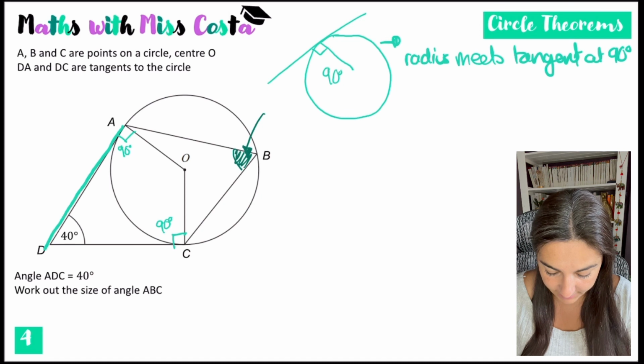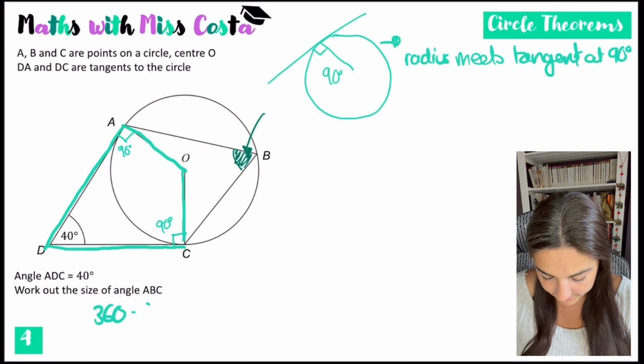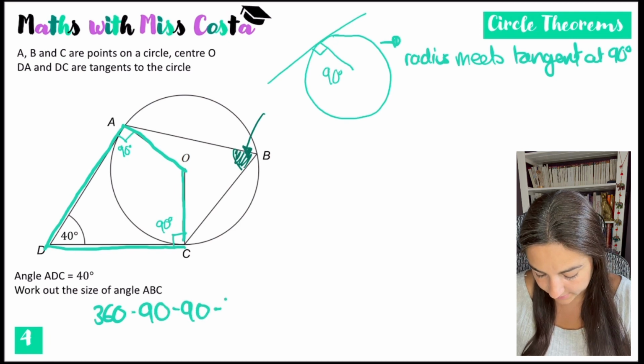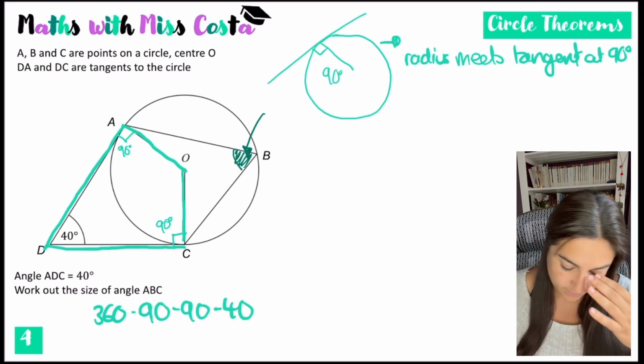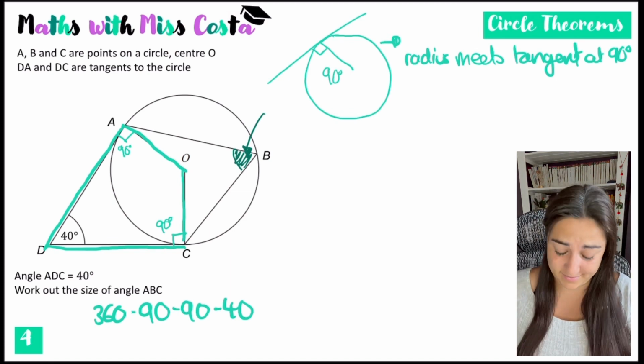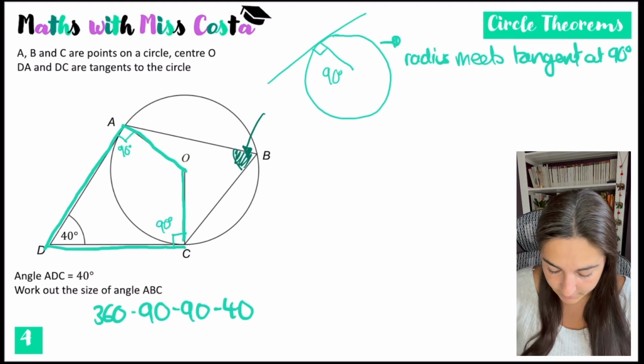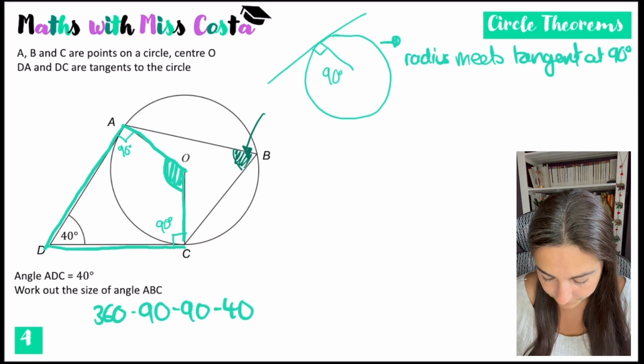What's this shape here? That is a quadrilateral. What do you know about angles in a quadrilateral? They add up to 360. So 360, take 90, take 90, take 40. That would be 140. Let me just double check because I don't want to go wrong. So 360, take 90, take 90, take 40 is, yeah, 140. So this angle here would be 140 degrees.